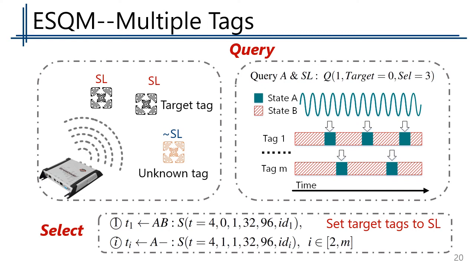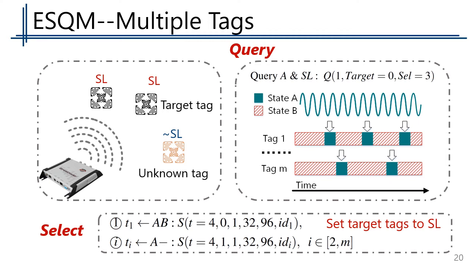To further improve the time efficiency, we can use enhanced SQM to deal with multiple tags in parallel. The challenge is there are some unknown tags. If we query tags with flag A, these tags will respond, which causes interference with the target tags.